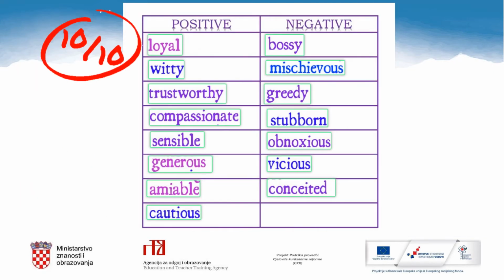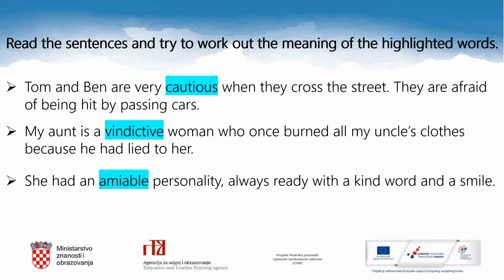I'm sure you got the same result. Loyal, witty, trustworthy, compassionate, sensible, generous, amiable and cautious are positive characteristics, where bossy, mischievous, greedy, stubborn, obnoxious, vicious and conceited are negative personality traits. Here are sentences which describe people's behavior or character. Can you understand the meaning of the highlighted words from the context?